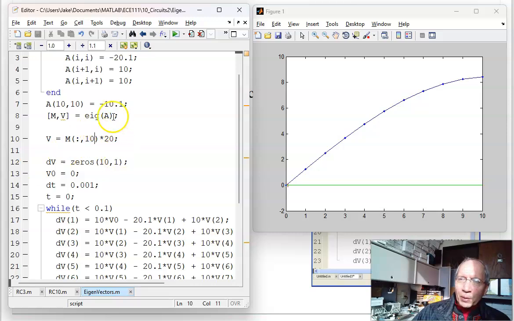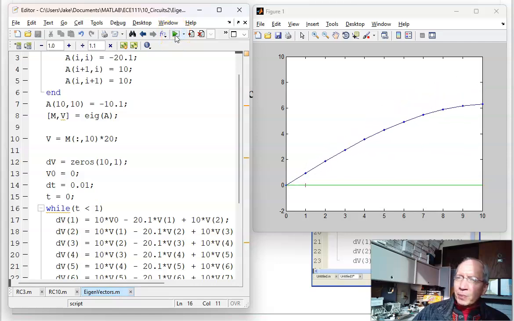And let's speed that up a little bit. Let's make the step size 10 times bigger. And let's run it for 1 second. There's my slow mode. Again, the shape is the eigenvector. The amplitude is the eigenvalue. And there's actually 10 total modes.